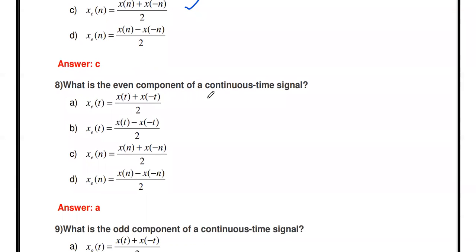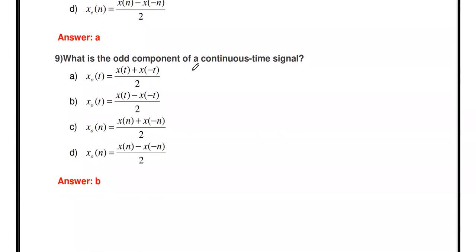Okay, next, what is the even component of a continuous time signal? Instead of n in this formula, you just put a t. So x e of t, the even component of the signal x of t, equals x of t plus x of minus t divided by 2. Then what is the odd component of a continuous time signal? The odd component x o of t is calculated by subtracting the folded signal from the original signal and dividing by 2. So x of t minus x of minus t divided by 2. This is said to be the odd component of the continuous time signal.